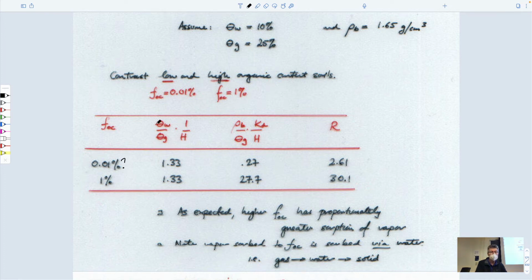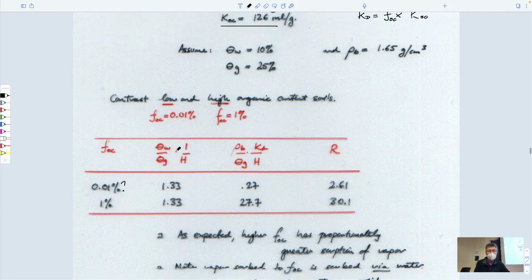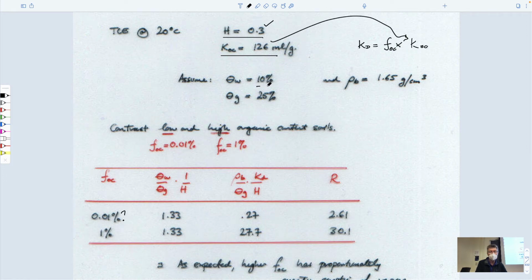The part that sorbs due to the gas phase is equal to this. If it's volumetric moisture content of 10%, 25% gas content, just like the previous example we did. Bulk density of the aquifer is 1,650 kilograms per cubic meter, which is what this is. Then the sorption, the effect of retardation in the gas phase is equal to 1.3. So we have 1 plus 1.3.